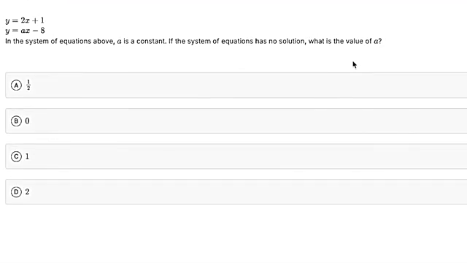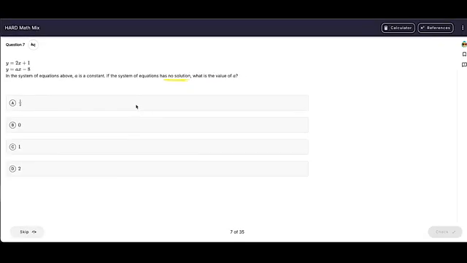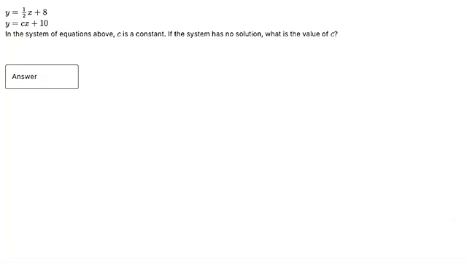All right, try this one on your own first. But here we go. I think I mentioned earlier that if you have no solution, the first thing that's true is that you have the same slope. So that's right, a equals 2 because our slope is 2. Easy as that.